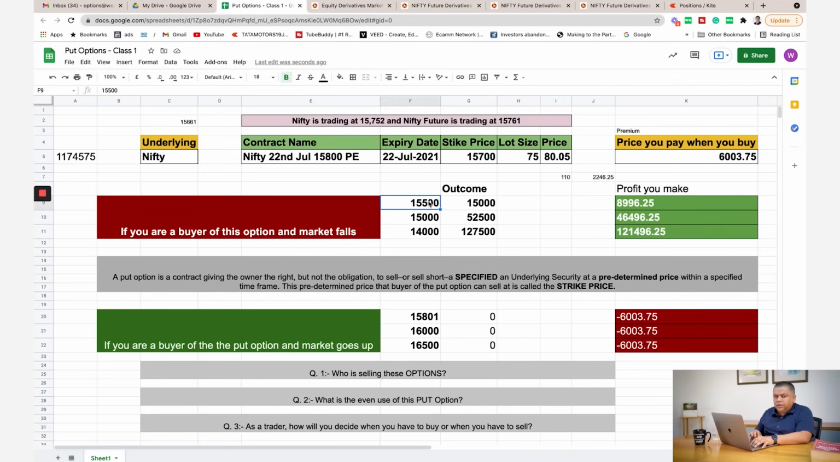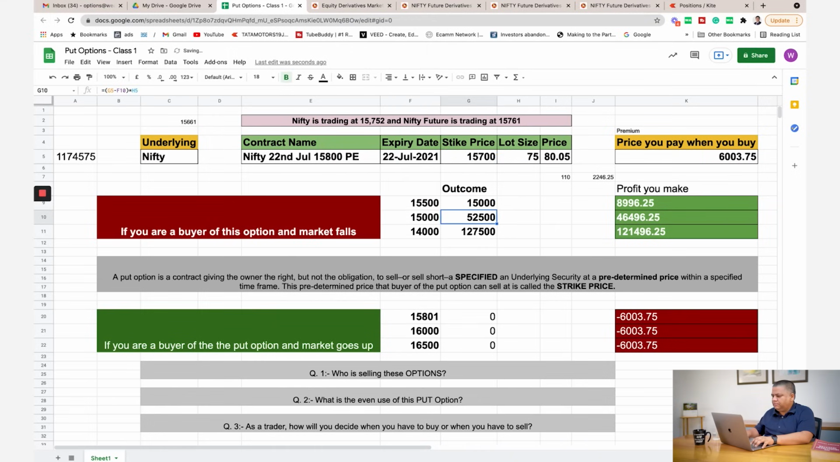So first, let's say in 2 days only Nifty goes to 15,500. What will happen? Well, if Nifty goes to 15,500 and you got a right to sell at 15,700, will you exercise the right? If you have the right to sell at 15,700, you will certainly exercise the right. In market it is available at 15,500. You can sell at 15,700. You will exercise this. And in how much quantity? 75, which is the lot size.